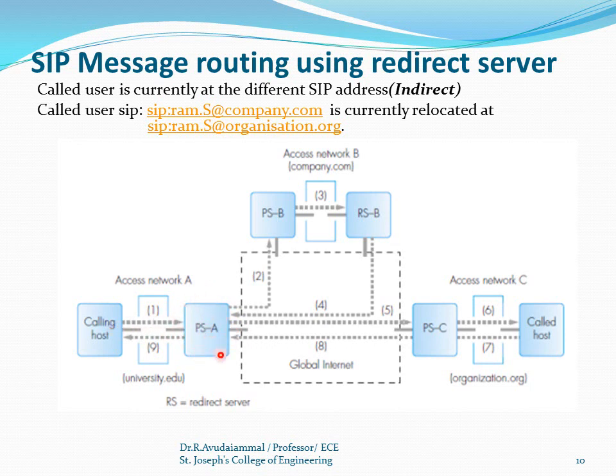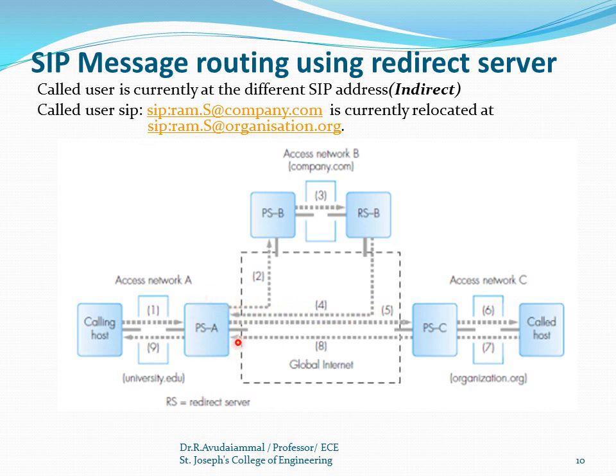The proxy server has identified it was with proxy server B, therefore it is giving it. But the proxy server B has identified that the user has been relocated. Therefore, now it is forwarding that information to the redirect server B. Once the redirect server B gets the information, the server will know where the called host is currently attached. Therefore, it gives the information back to the proxy server A.